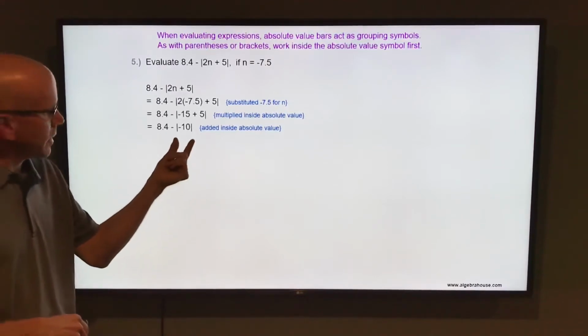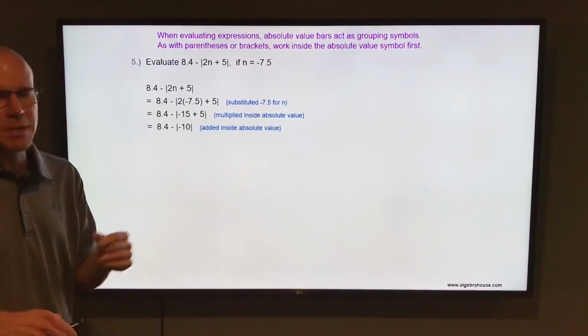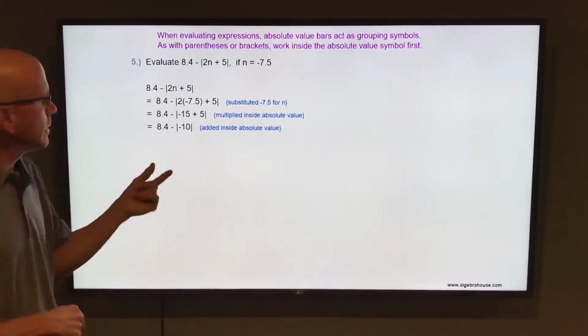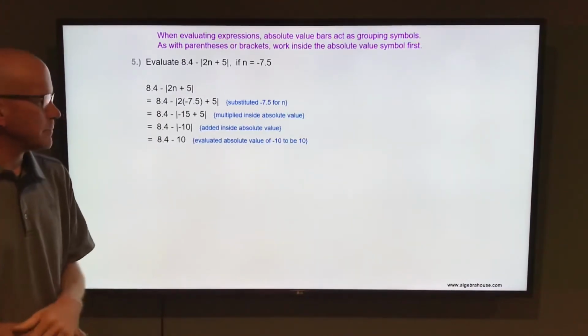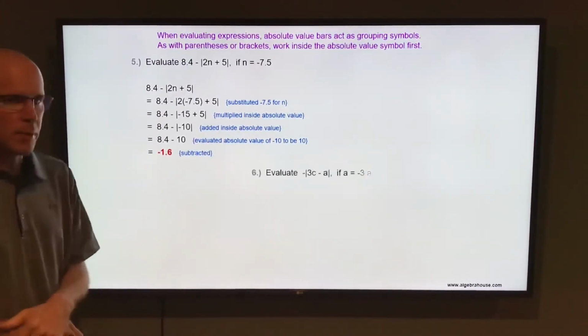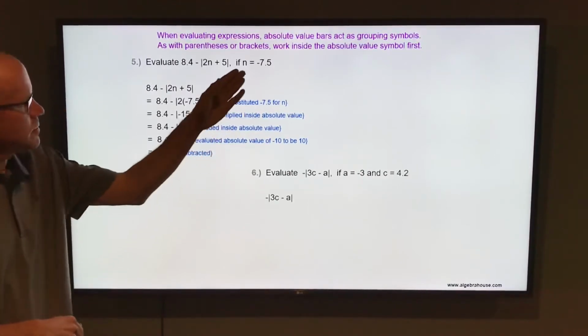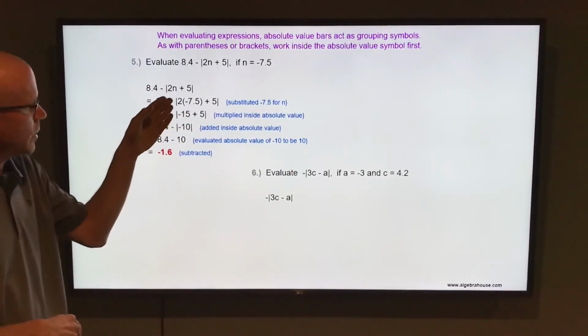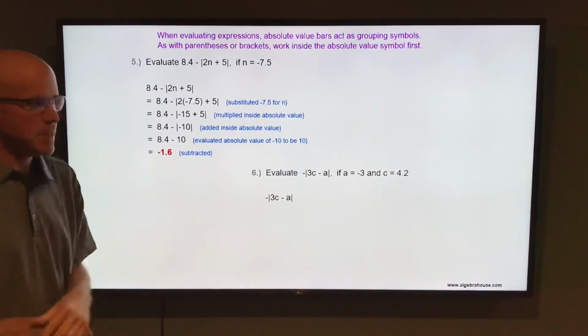Now again, absolute value is distance from 0. So how far is negative 10 away from 0? It's 10. So take 8.4 minus 10. And then finally, that would be negative 1.6. So when you substitute negative 7.5 into that expression for n, you evaluate that to be negative 1.6.